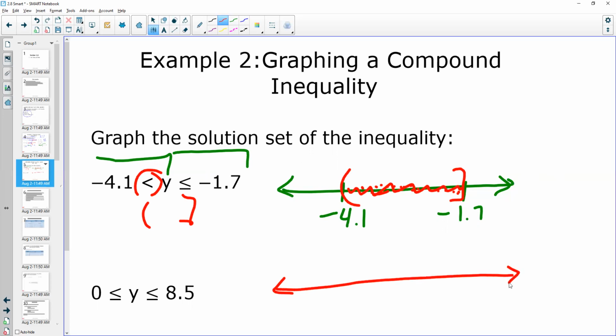Y is greater than or equal to 0, or 0 is less than or equal to y, is less than or equal to 8.5. So I know my answers are going to be between 0 and 8.5. So I'm going to think about y as right between them. That's where I'm going to shade. And in both cases, I'm going to use brackets because the equal sign is there.